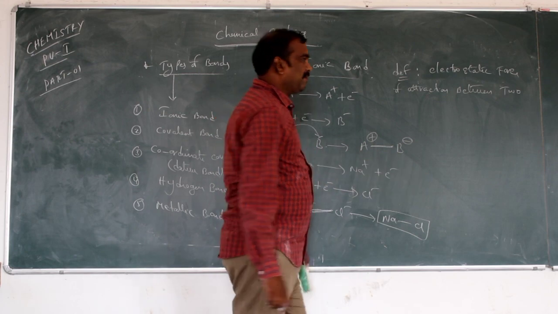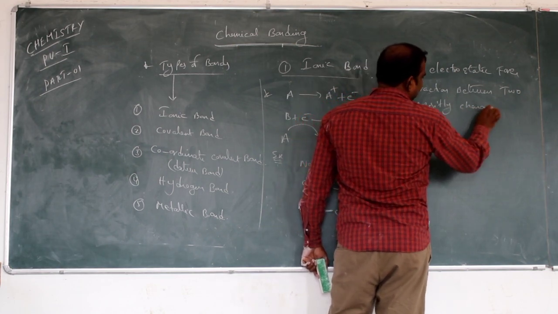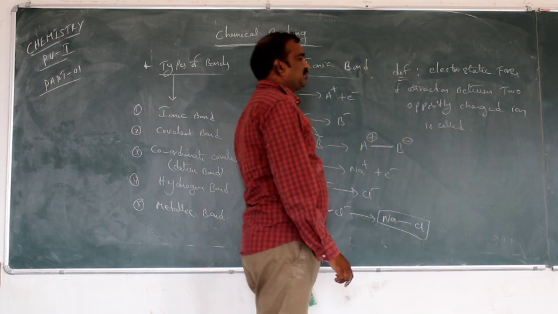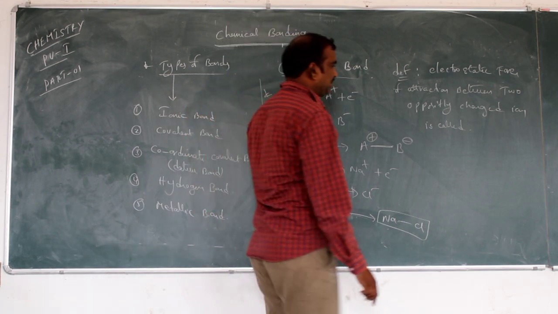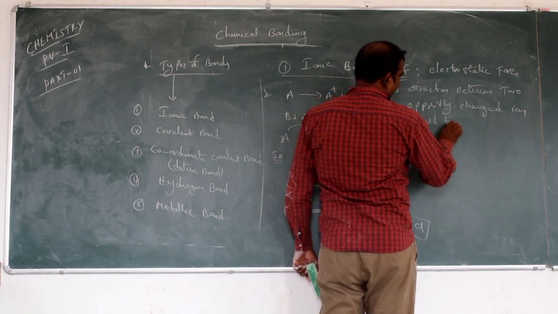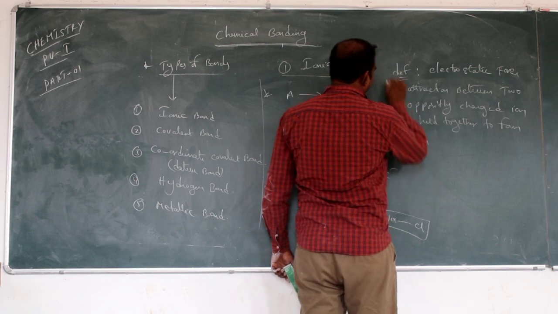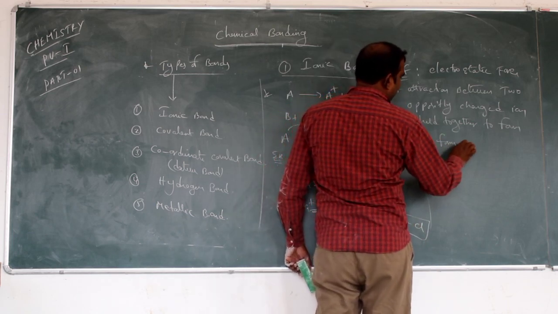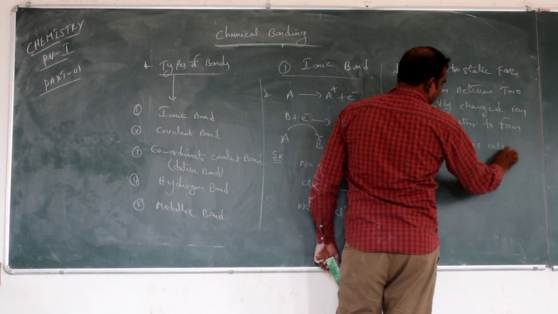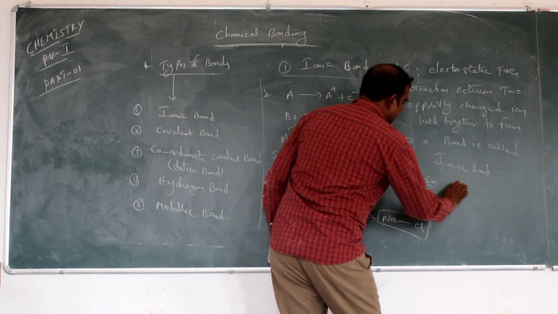Opposite, this is plus and this is minus. So two oppositely charged ions. The electrostatic force of attraction between oppositely charged ions held together to form a bond is called an ionic bond. Example is NaCl.